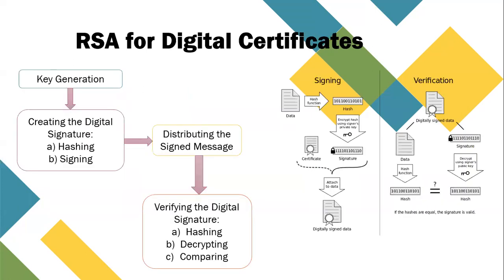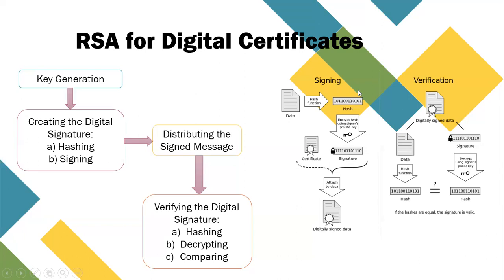Okay, now let's move on to one of the most important practical applications of RSA, which is its use in digital certificates. The first step is key generation. The sender or the signer will generate a public and a private key. The next step is to create the digital signature for the data they have. The first step in creating the digital signature is hashing. They will use some hash function, let's say SHA-256, which is one of the popular hash functions.